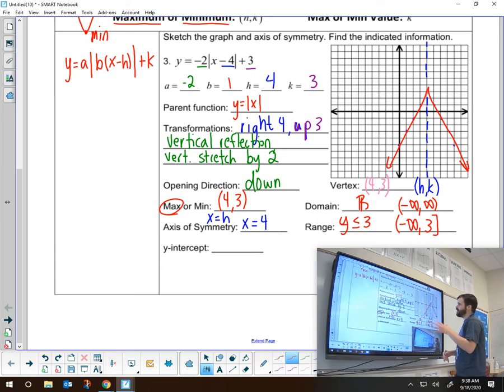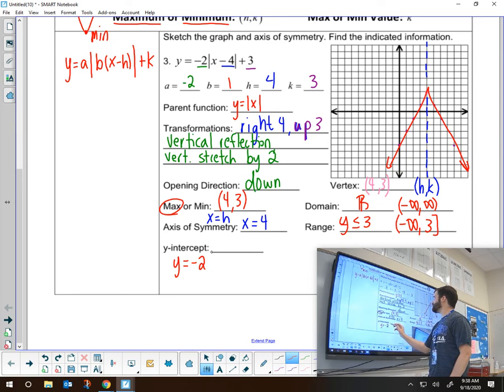And last but not least, I know this is a ton of information that we've covered on this first problem, but last but not least, our y-intercept. My y-intercept is going to be whenever x is 0. Okay, so we're going to take real quick my original equation, and I'm going to plug in 0 for x to find what my y-intercept is. So I'm going to go y equals negative 2 times the absolute value of 0 minus 4 plus 3.